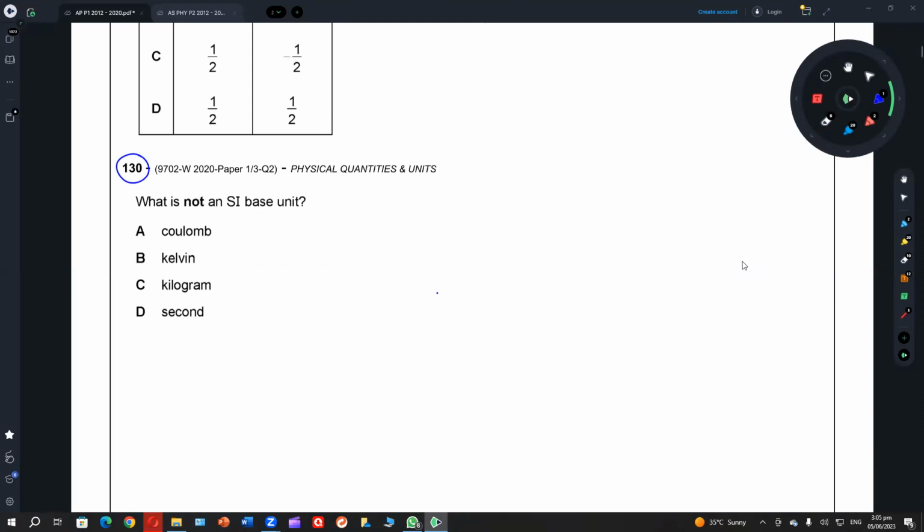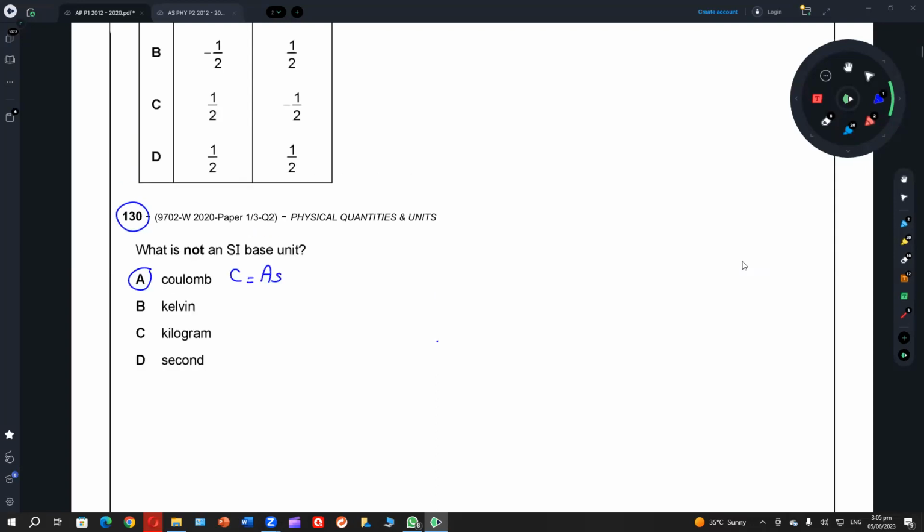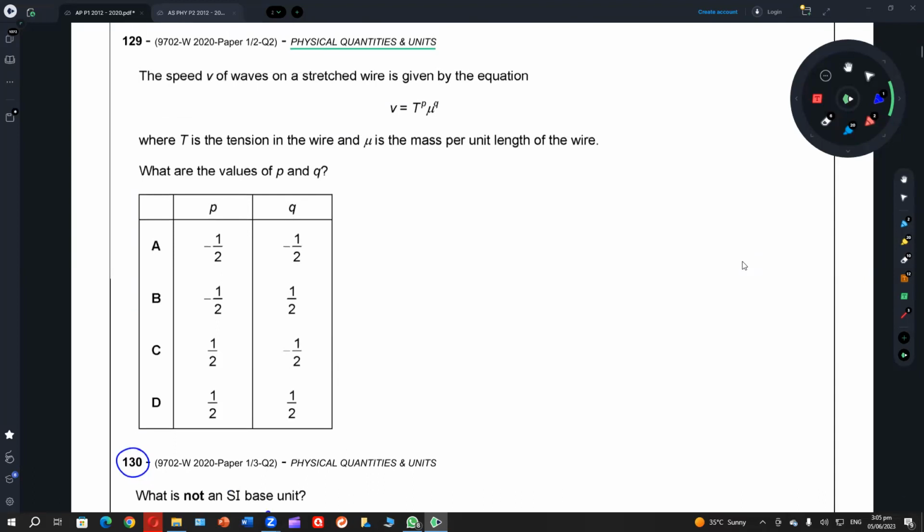Second is for time, kg is for mass, Kelvin is for temperature. What is not an SI unit? So A will be wrong, coulomb. It's not an SI unit. Coulomb is actually ampere into second. These type of questions are very tricky for many people, especially if a person is not taking maths.